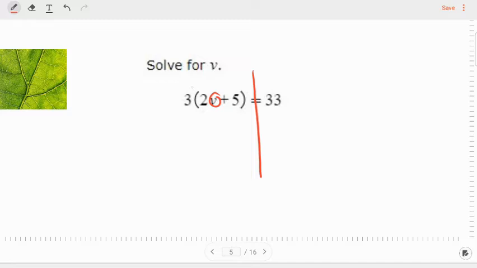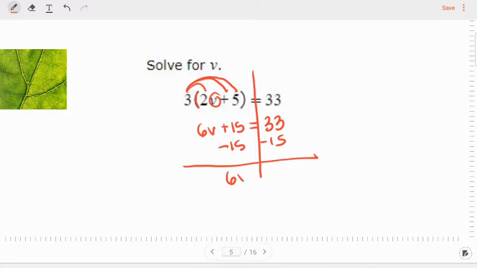Now, to get rid of it, the simplest way is to distribute it or multiply it, because that's what the 3 next to a parentheses means. Multiply it inside. So 3 times 2v is 6v. 3 times 5 is 15. Bring down my equal sign, bring down 33. Subtract 15 on both sides. I am going to get a total of 6v is equal to 18.